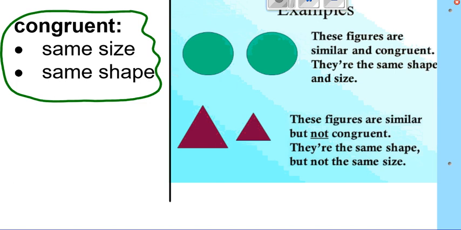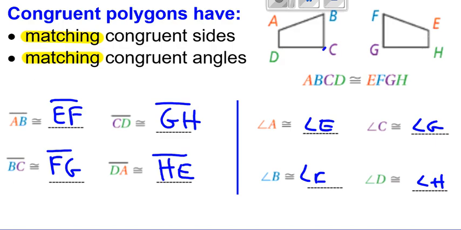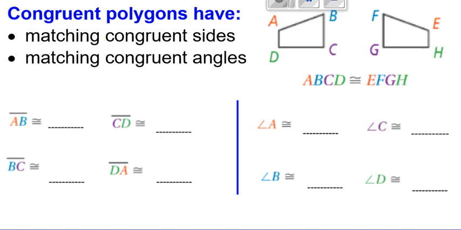So the circles in the green on the right are congruent. They're the same shape and size. However, the triangles below, while they're the same shape, they're not the same size. So the circles are congruent, but the triangles are not. All right, so matching or congruent polygons have matching congruent sides and matching congruent angles.